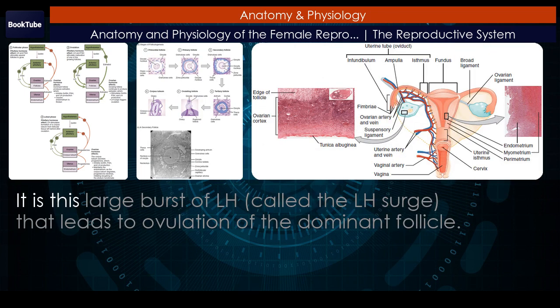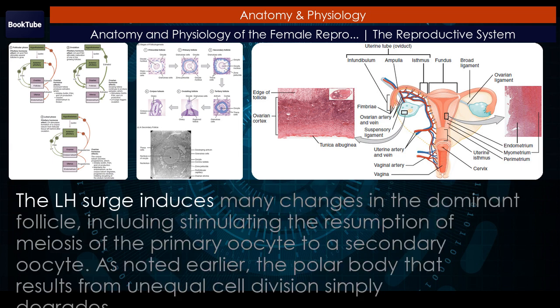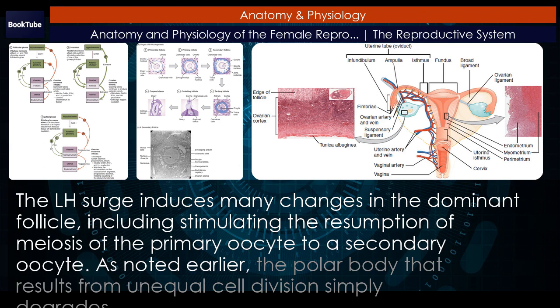It is this large burst of LH, called the LH surge, that leads to ovulation of the dominant follicle. The LH surge induces many changes in the dominant follicle, including stimulating the resumption of meiosis of the primary oocyte to a secondary oocyte. As noted earlier, the polar body that results from unequal cell division simply degrades.